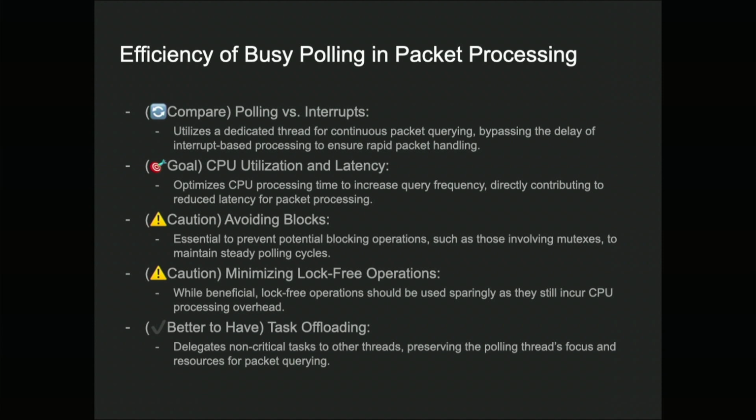However, we need to watch out for some issues in the busy polling process. If we can't maintain a steady polling frequency, it may cause issues. First, we need to avoid blocking operations, such as system calls. Then, lock-free operations should be minimized, because they can trigger CPU core-to-core communication, and then we need to offload unnecessary tasks to other threads. These limitations can be challenging for system design.